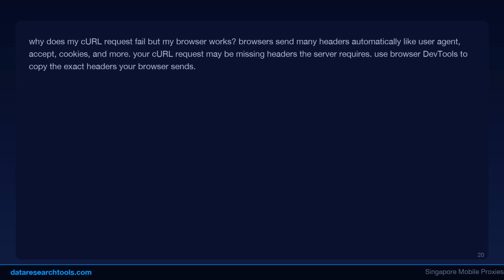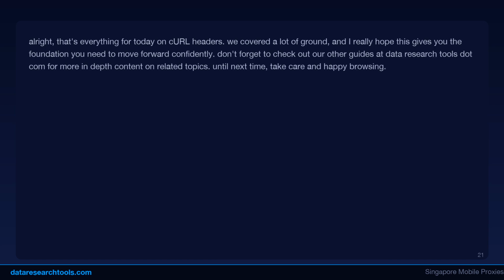How do I use cURL with proxies? Use the proxy flag followed by the proxy URL. For authenticated proxies, include credentials in the URL or use the proxy user flag. cURL supports HTTP, HTTPS, SOCKS4, and SOCKS5 proxies.